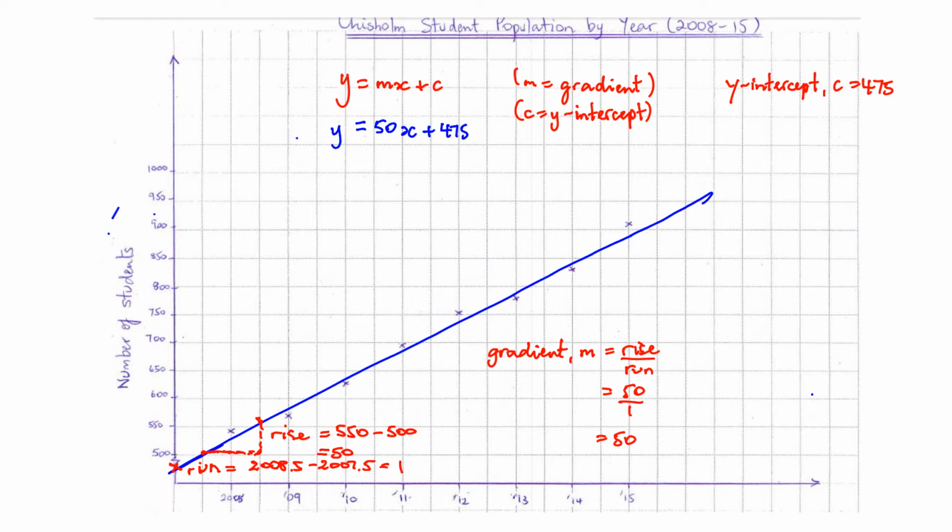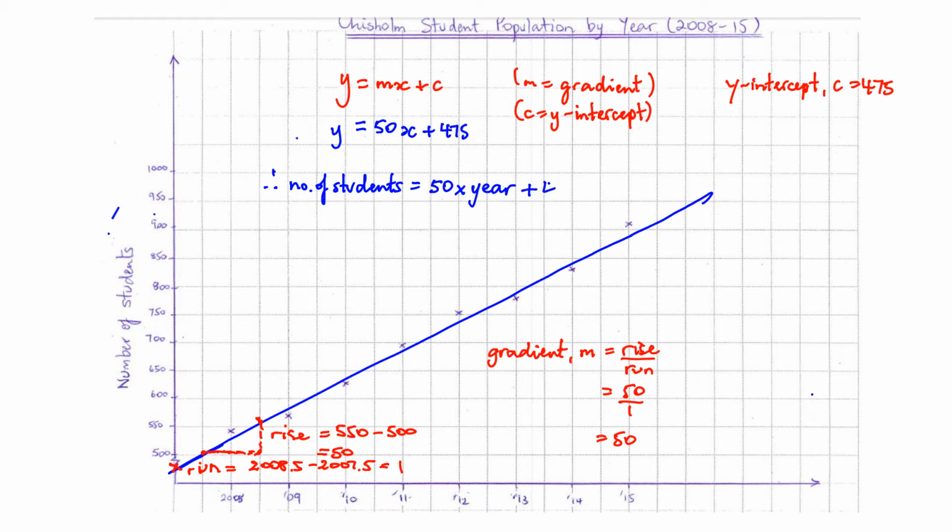What does this mean in reality? Well, on our y-axis, we've got the number of students. And the number of students will equal 50 times the year in which those students were there. So first year, second year, third year, fourth year, etc., plus a value of 475.